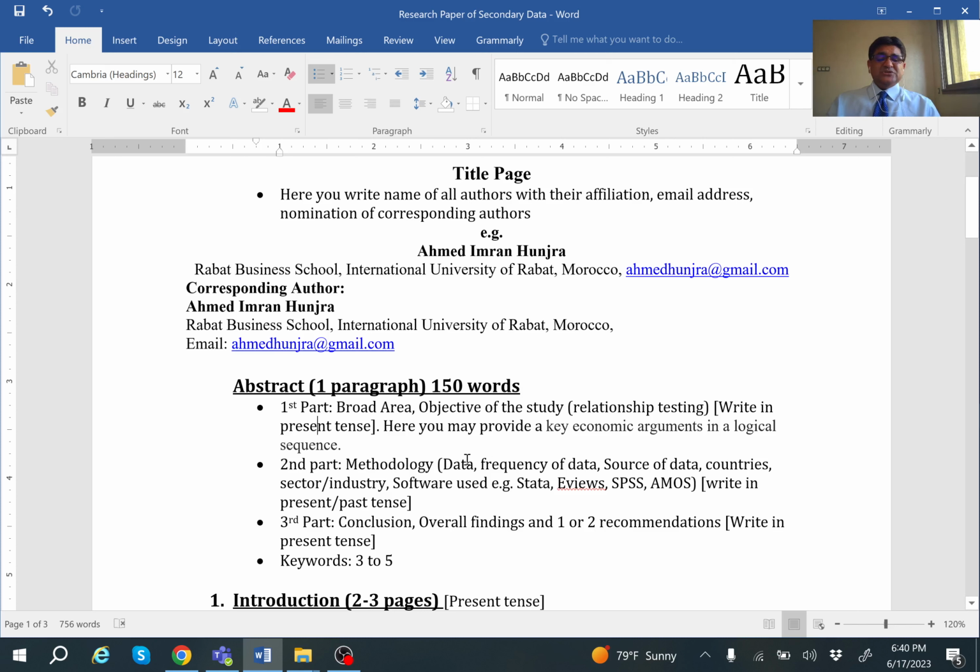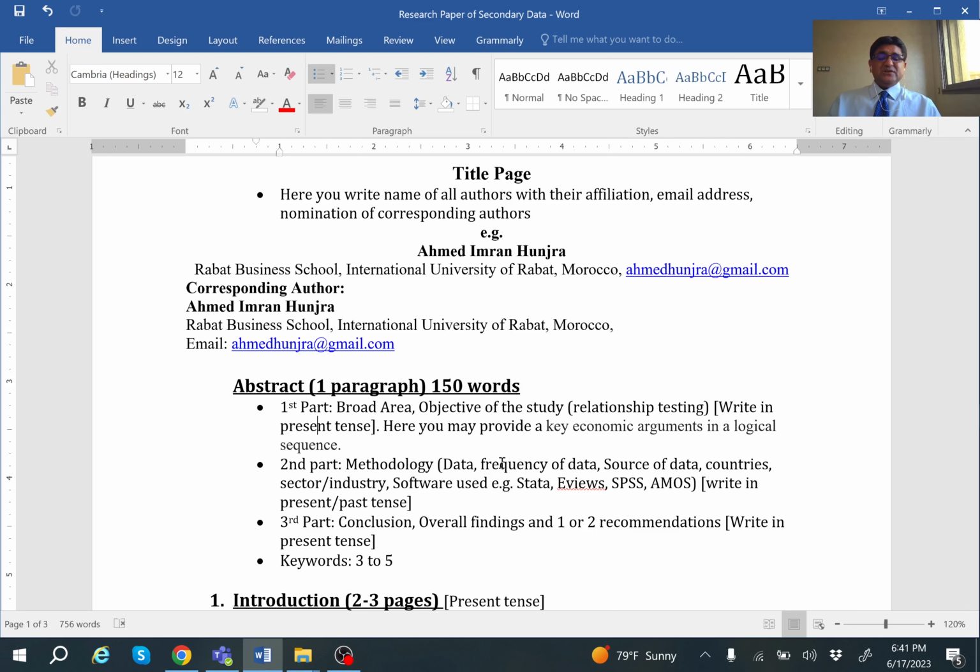The second part of this paragraph is about methodology, and here we normally write what data we used in our research and what frequency of data was used. Either it's primary data or secondary data; if secondary data, how many years it has covered, and what the overall frequency of data is, yearly data, monthly data, annual data.